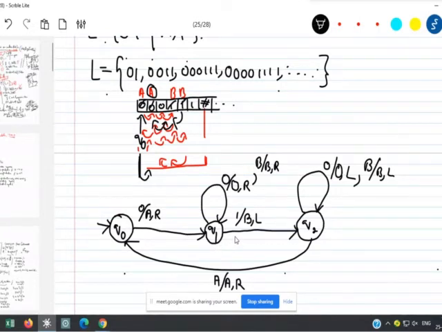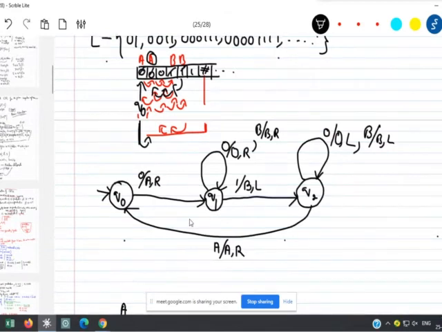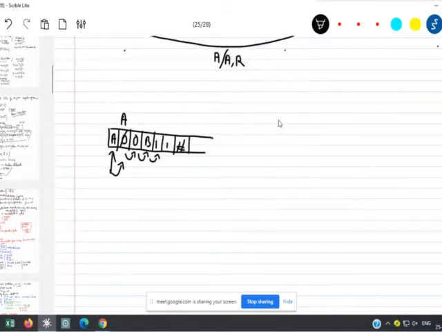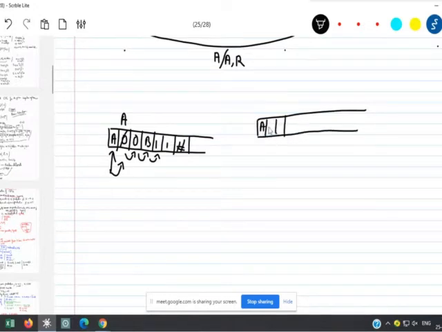This is the one. Now, when are we supposed to accept the language? Let me draw the diagram. In what case are we going to accept the language? Once we scan everything, this will become A. This will become B. So the last, let me write like this. Now the last one, 1 and then hash.